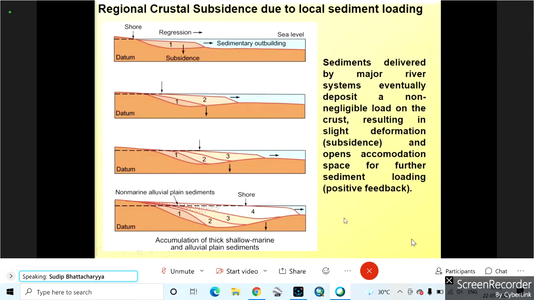So this is the normal way of subsidence, and when the sediments are coming, there should be adjustment between the loading of the sediment and the spreading out of the sediment. That means load, both vertical and lateral widening, will be going hand in hand. So that is the normal way of building of a normal sedimentary basin due to loading of sediment.